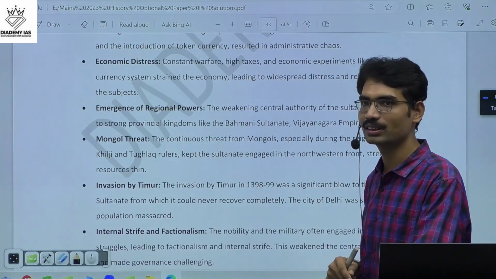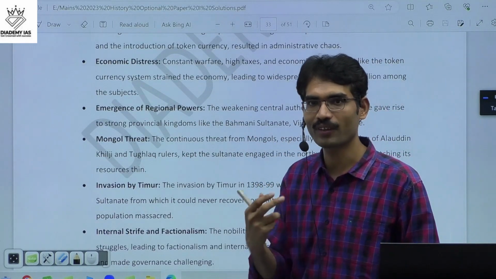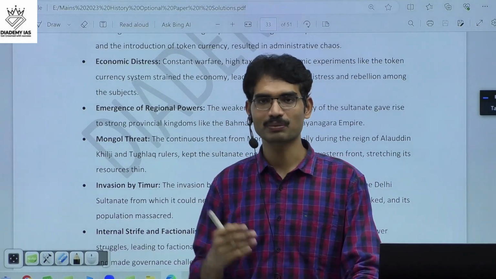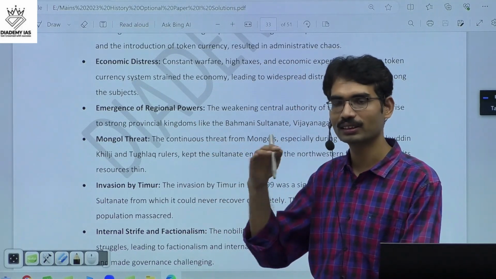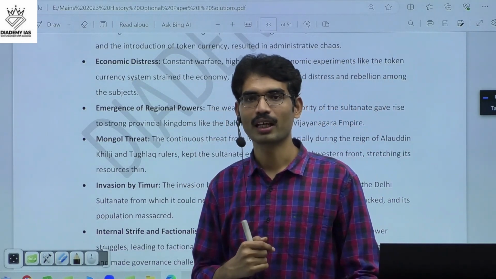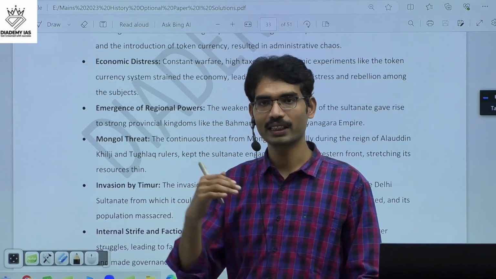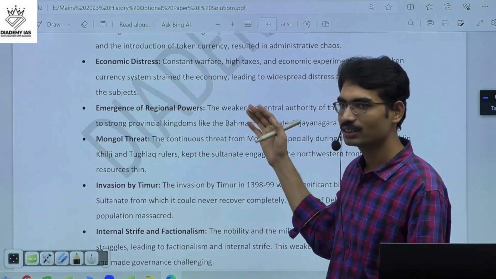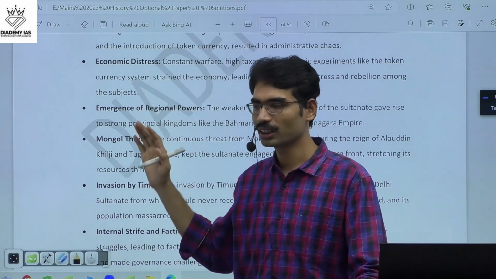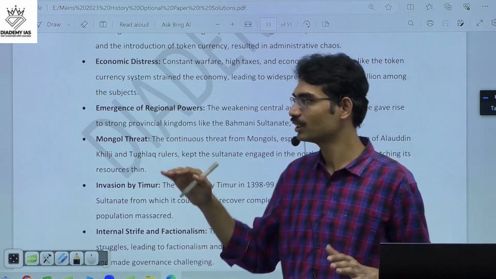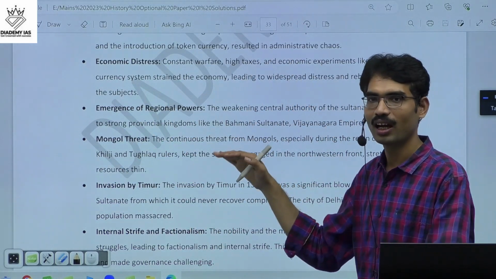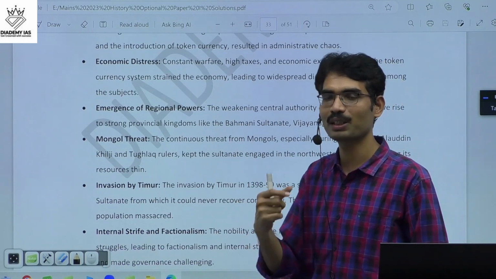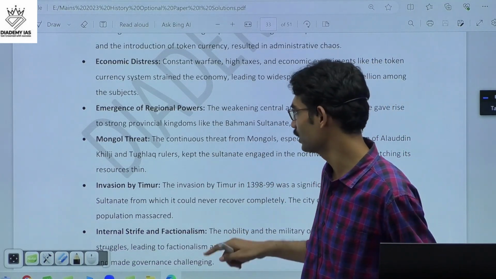Emergence of regional powers. When regional dynasties are very powerful, they try to expand. Like the Vijayanagara Empire, they tried to expand their empire. The Bahmani Sultanate, they try to expand. Likewise, in Jaunpur, in Kashmir, in Gujarat, in different regions, different regional powers emerged, and they became so powerful that it became a threat to the Delhi Sultanate.